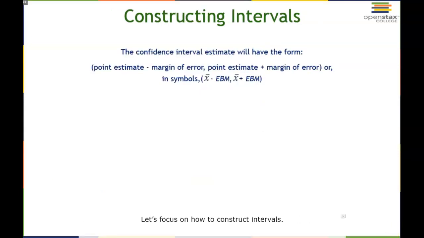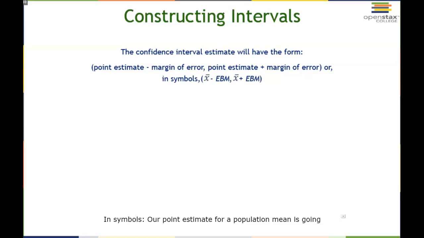Let's focus on how to construct intervals. Now, there are some things that we need to understand. So the confidence interval will have this form. It's going to be our point estimate minus this margin of error, comma, our point estimate plus this margin of error. So our lower end is going to be minus this margin of error, and our high end is going to be plus this margin of error.